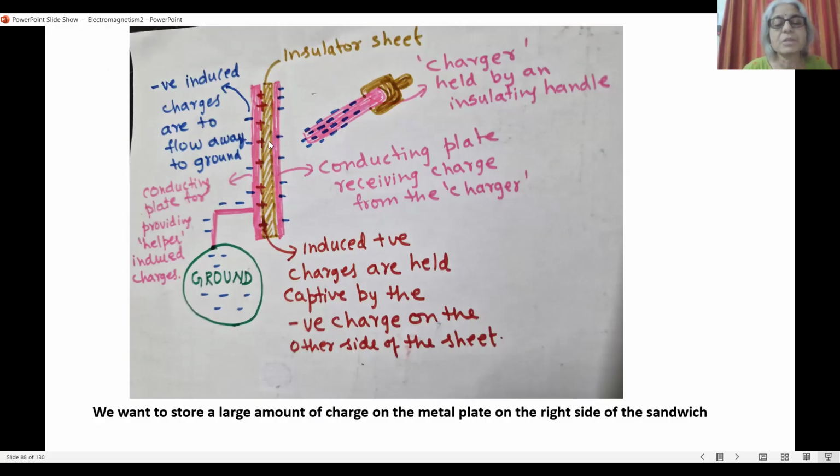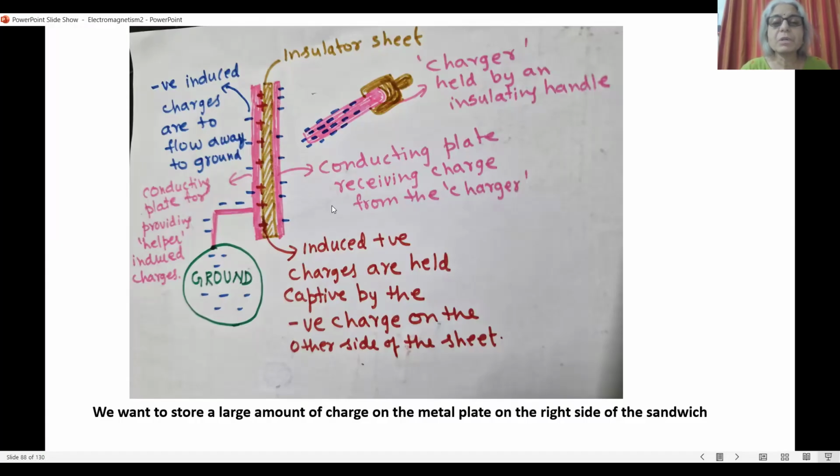At the end of it, a lot of negative charge will end up on the right side plate, a lot of positive charge will end up on the left side plate, and the negative charges on this left side plate will simply vanish. They will go away to the ground. They will flow to the ground. We are left with a large amount of negative charge on this right side plate and a large amount of positive charge on the left side plate. They are separated by the insulator.